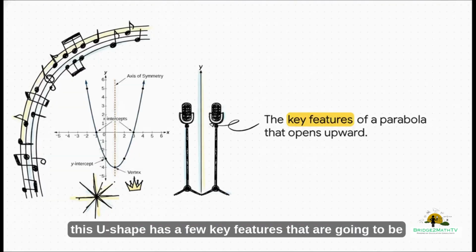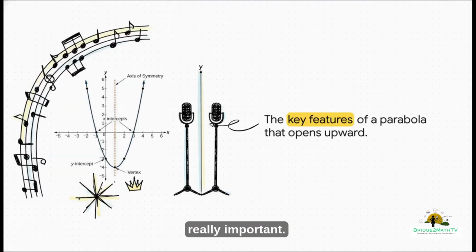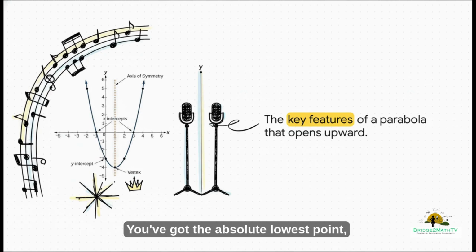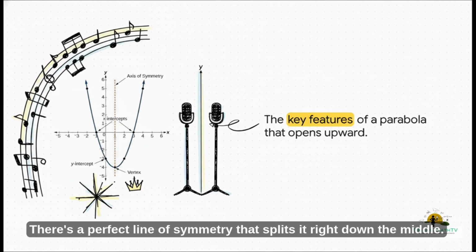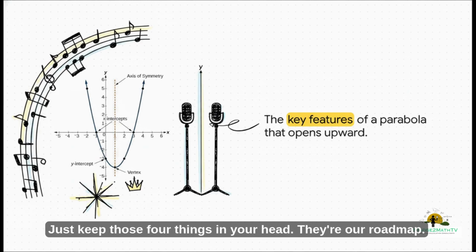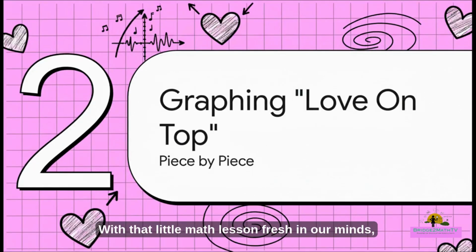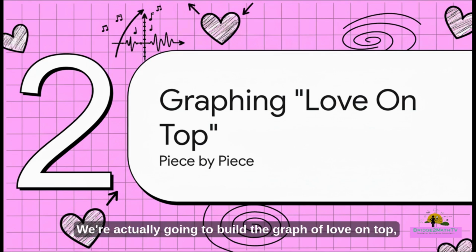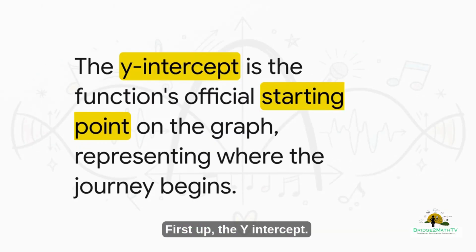Now, this U shape has a few key features that are going to be really important. You've got the starting point on the graph. We call that the y-intercept. You've got the absolute lowest point, the bottom of the U, called the vertex. There's a perfect line of symmetry that splits it right down the middle. And of course, that iconic upward curve on both sides. Just keep those four things in your head. They're our roadmap. All right, with that little math lesson fresh in our minds, let's do the fun part. We're actually going to build the graph of Love on Top, piece by piece, starting right from the song's opening notes.